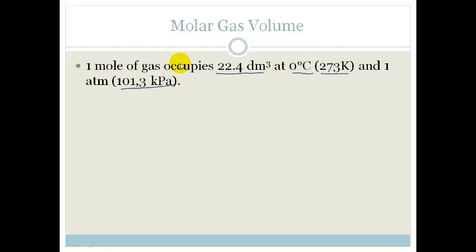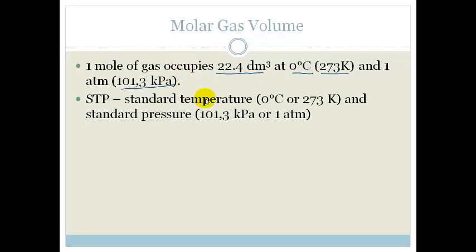These specific temperatures and pressures are called standard temperature and pressure, STP. So the standard temperature is 0 degrees Celsius, or 273 Kelvin if you're using the Kelvin scale, and the standard pressure is 101.3 kilopascals, or 1 atmosphere.